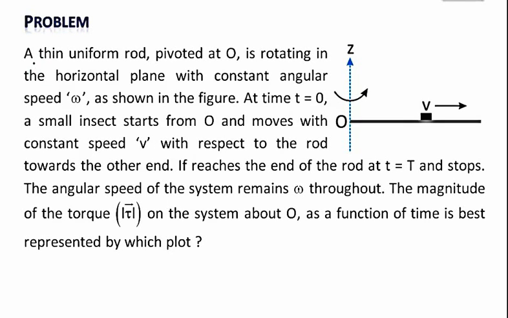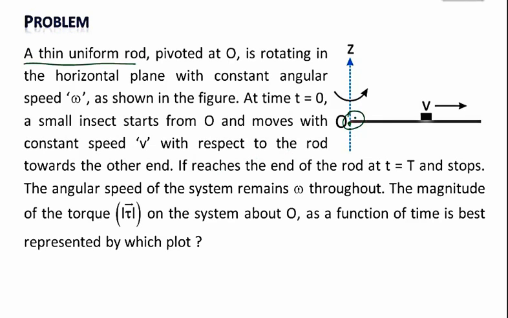Next problem is a thin uniform rod pivoted at O, rotating in the horizontal plane with constant angular speed omega as shown in the figure. At time t equal to 0, a small insect starts from O, it starts from here, and moves with constant speed v with respect to the rod towards the other end.